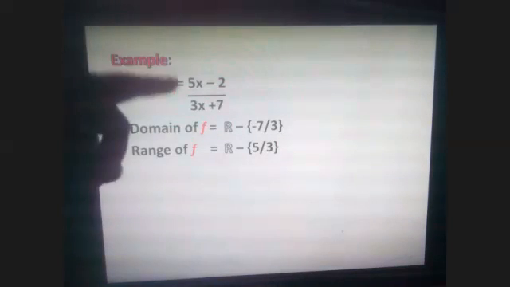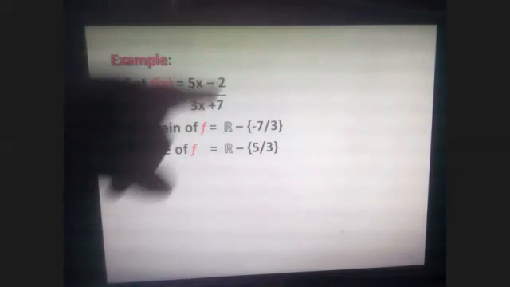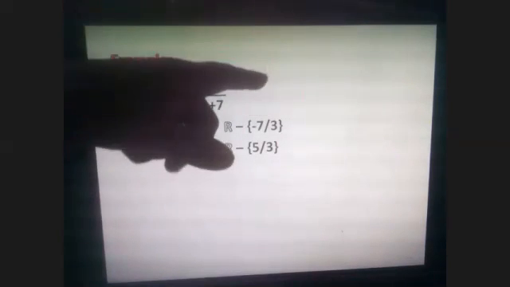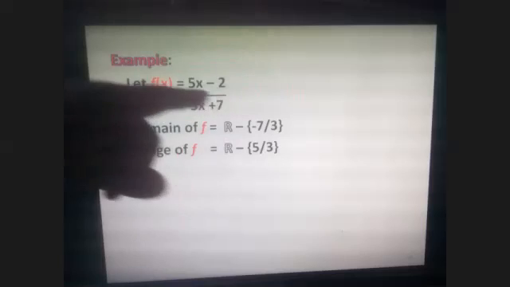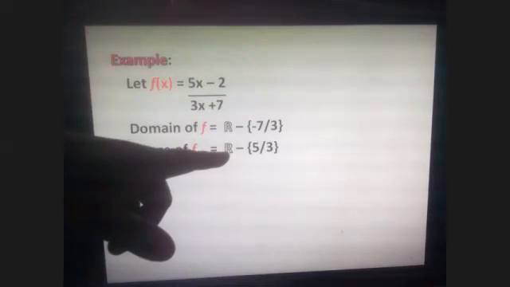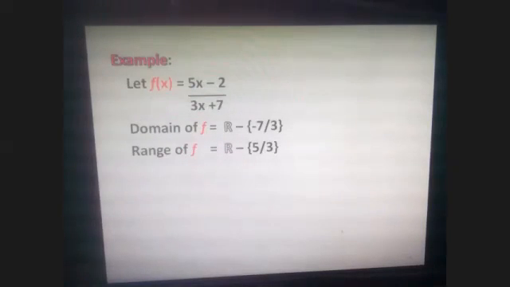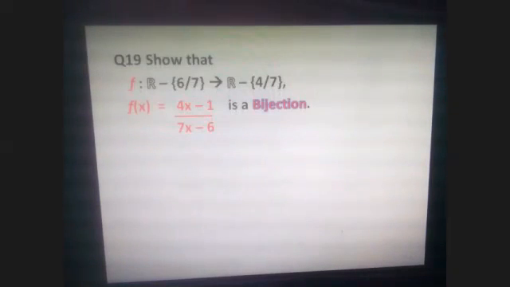You write f(x) equal to y, and you get x in terms of y. And then you will see y cannot be equal to 5/3. That is, the range cannot contain 5/3.